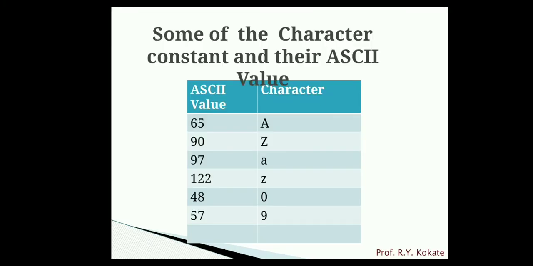Okay, some character constants and their ASCII values. Capital A has ASCII value 65. Capital Z has ASCII value 90. Small a has ASCII value 97. Small z is 122. And digits 0 to 9 also have ASCII values: 0 is 48, up to 9, whose ASCII value is 57.